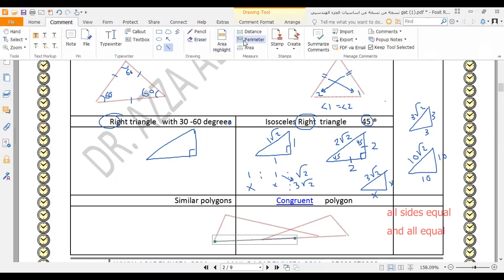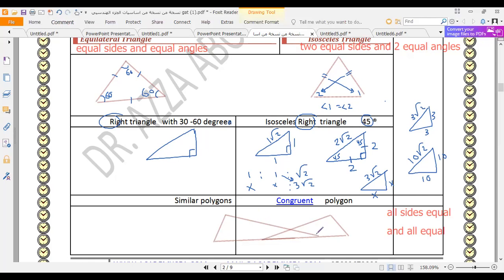Okay, he will say these are two congruent triangles. Triangle ABC is congruent to triangle DEF. And the symbol of congruent comes like this. These three parallel lines refer to the word congruent in geometry, okay, with the EFD.